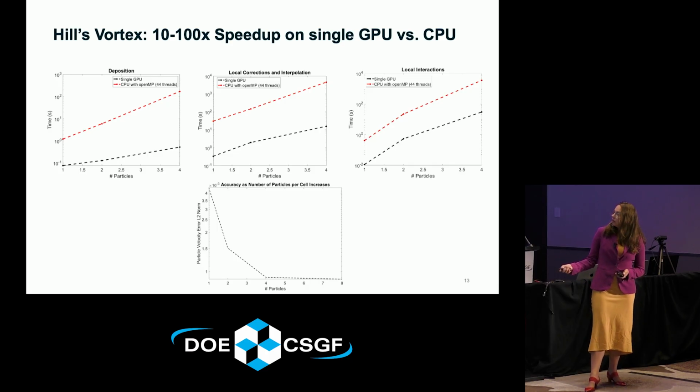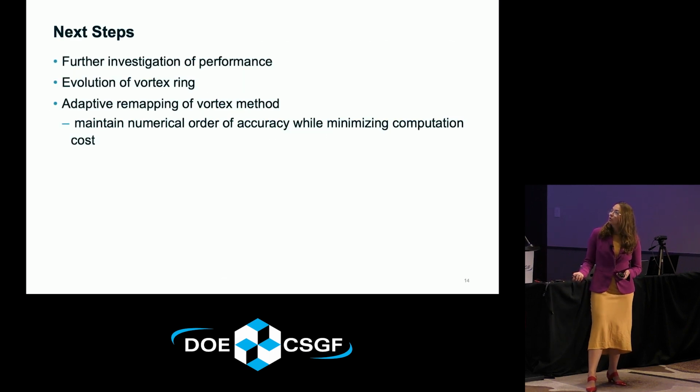And then this here is showing as you increase the number of particles per cell, you get a drop in the velocity error, but that's also an area where we'll do some further investigation of the accuracy based on the correction radius, the number of particles, and the grid size. So yeah, next steps are to look at performance, look at a vortex ring, and then what we really want to do is some adaptive remapping of the vortex method.